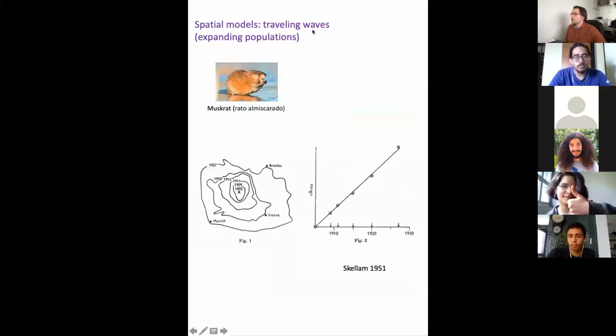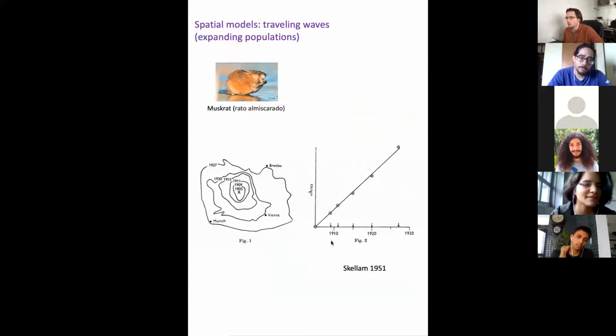Perfect. So the first example that we are going to study is the first example that was studied using mathematical modeling. It is the invasion of a species of rat that in English is called muskrat. The best translation I found to Portuguese is rato almiscarado, but I have no idea. I don't even know how to say this in Spanish. So let's say it's a rat. We are in a physics course, it's a rat.